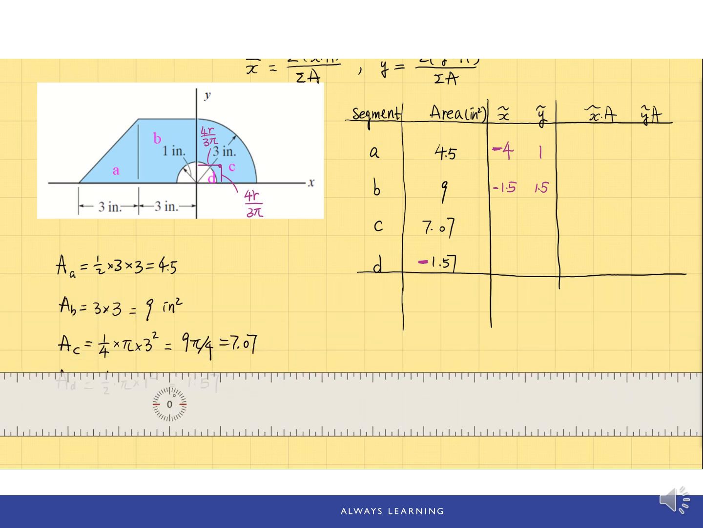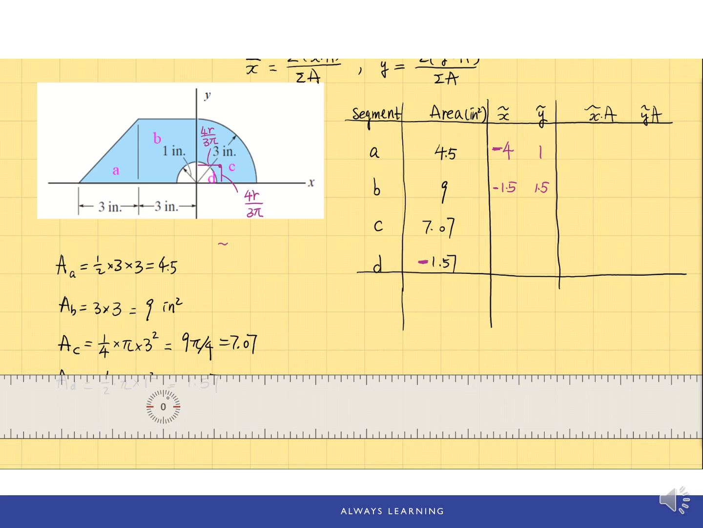So this will give us the x tutor and the y tutor. So both x tutor and y tutor equal 4 times r, where r is 3, over 3 pi, which is 1.27. And you can also find the formula from the table in Canvas, the geometric property of those common shapes. So let's put in the numbers here. For segment C, both x tutor and y tutor should be positive. Both of the values are positive 1.27 inch.